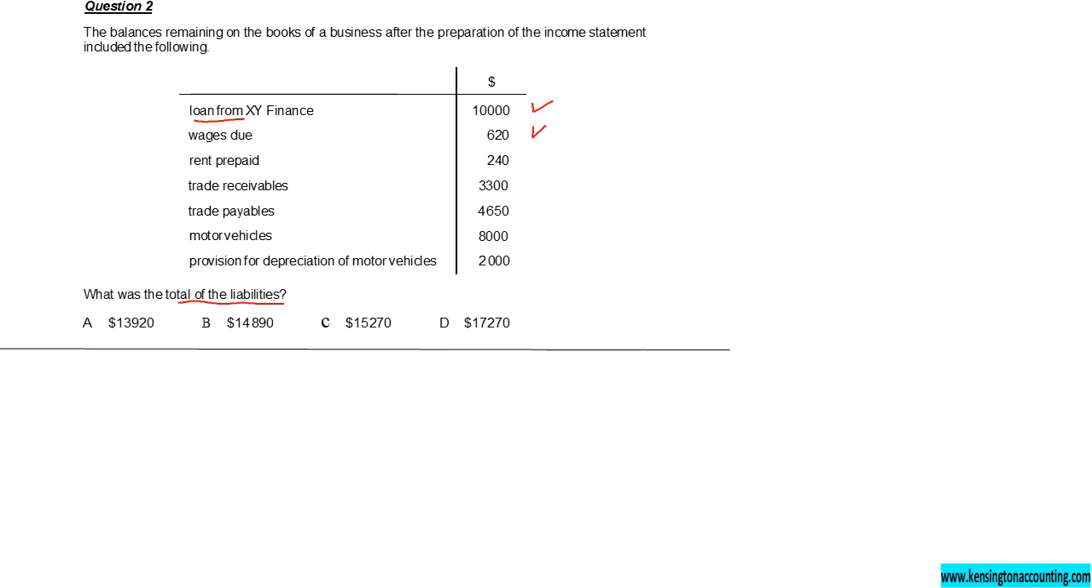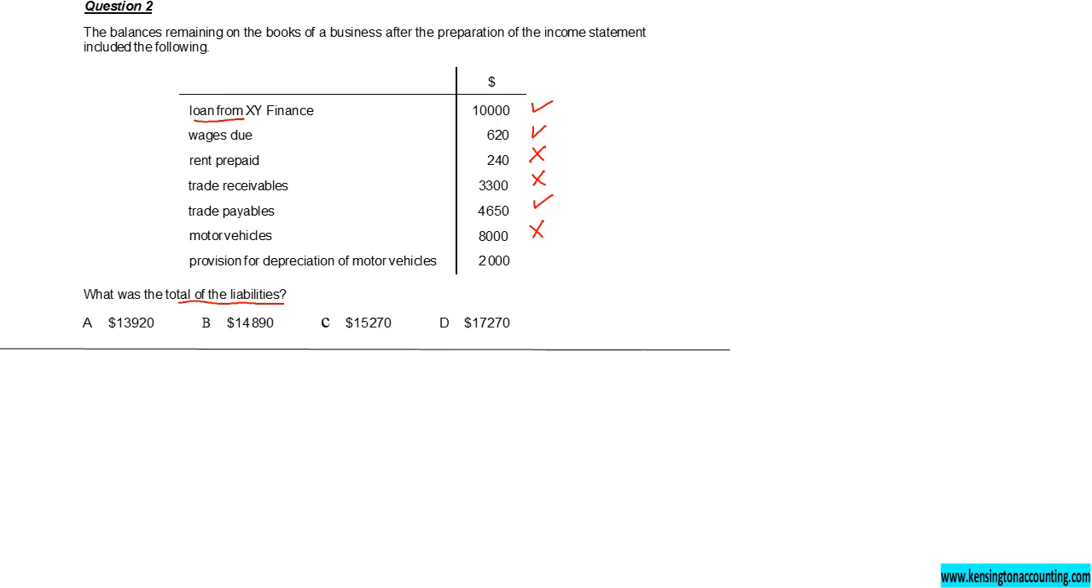Rent prepaid, that's a current asset. Trade receivables, that's also a current asset. Trade payables, that's money owed by the business to its credit suppliers and therefore it is a liability. Motor vehicles, it is a non-current asset and therefore it is not a liability.